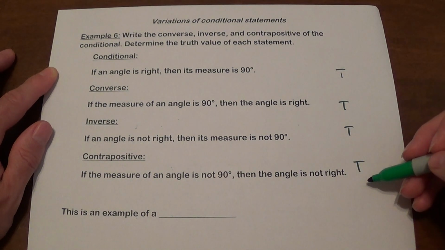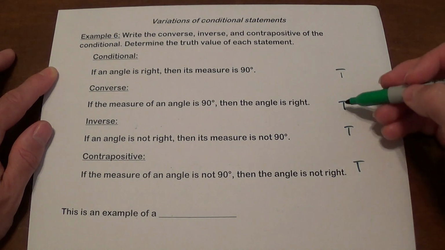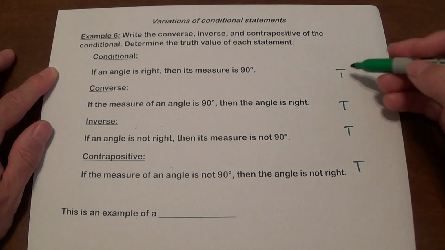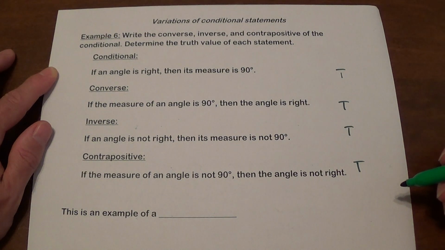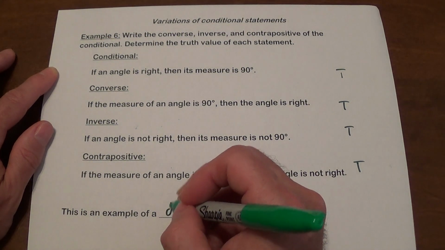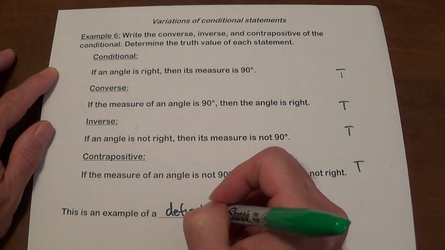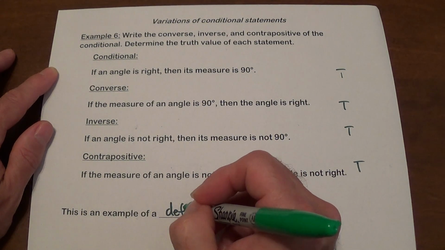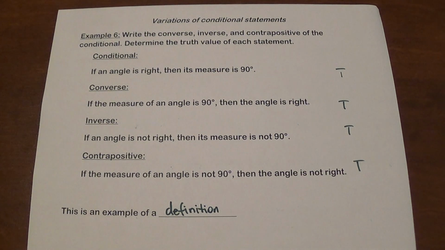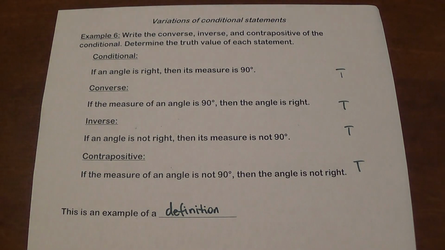The conditional and the contrapositive will always be both true or both false, and so are the converse and inverse. But if all four of them are true, then what you have here is what we call a definition. Definitions are the ones that are going to be true all the way around. We basically define right angles as angles that are 90 degrees. Okay, so that's all about that.